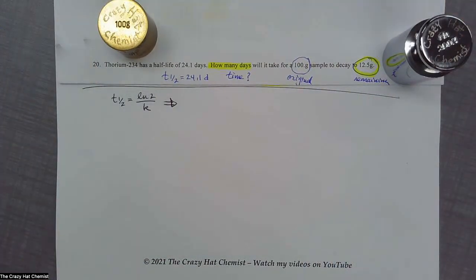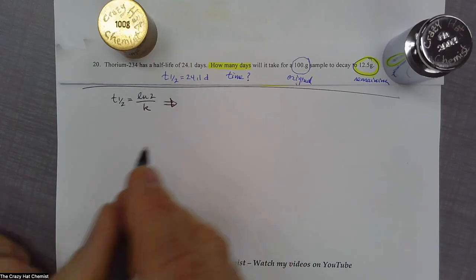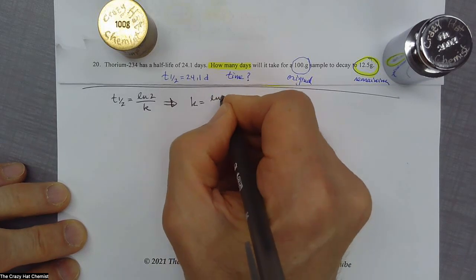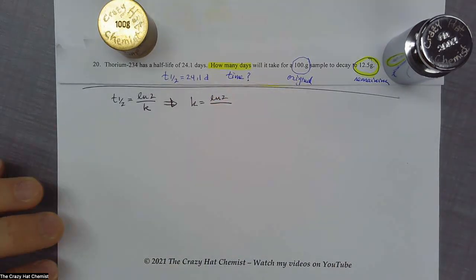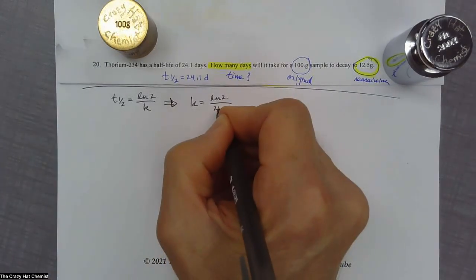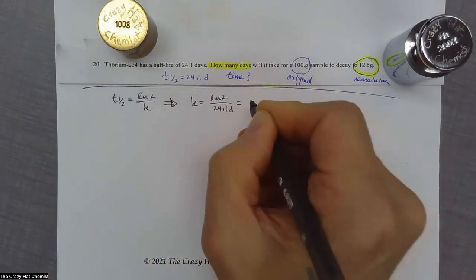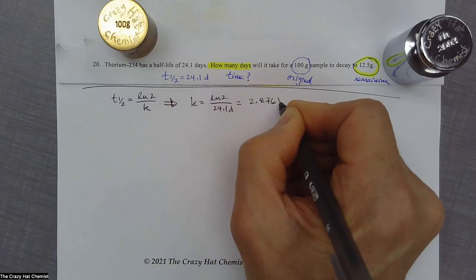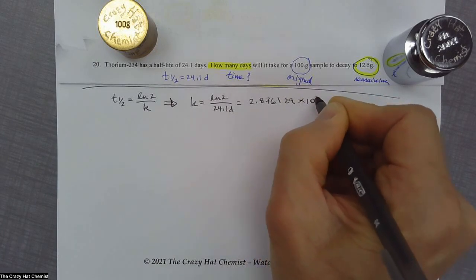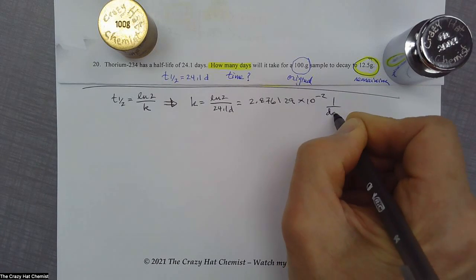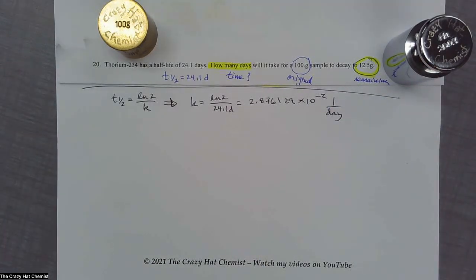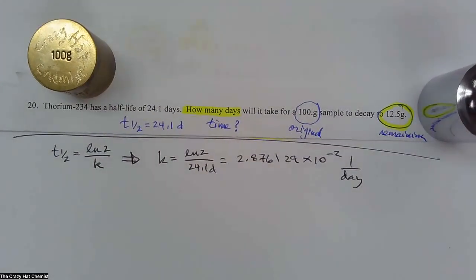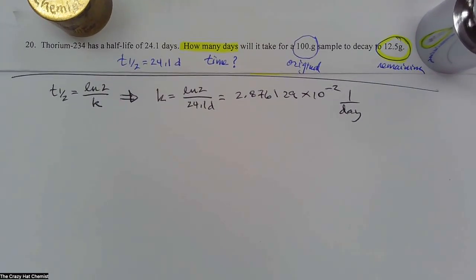So what we're going to do is take this and rearrange this for k. So k is equal to natural log of 2 over T of 1/2. T of 1/2 is 24.1 days. So this would be 2.876129 times 10 to the negative 2 per day. I actually rounded this number a little bit, and in reality, I probably would not round that number. So that is the number that you get. I leave it in my calculator.